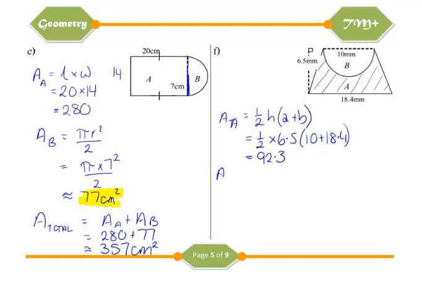For the circle, so area of B is pi r squared divided by 2.